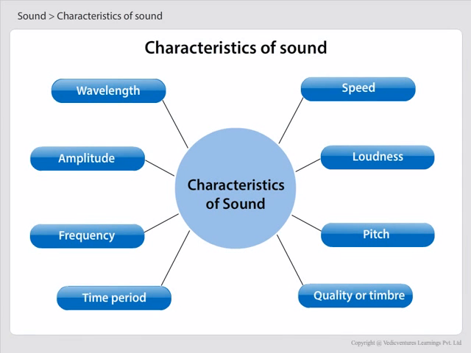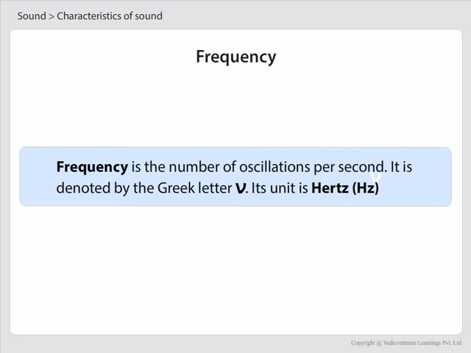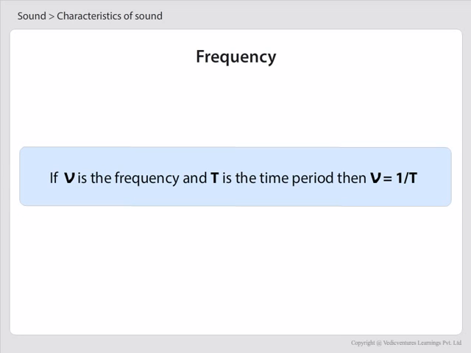Let us discuss the next characteristic, frequency. Frequency is the number of oscillations per second. It is denoted by the Greek letter nu. Its unit is hertz. Frequency is the reciprocal of time period. If nu is the frequency and T is the time period, then nu equals 1 by T.